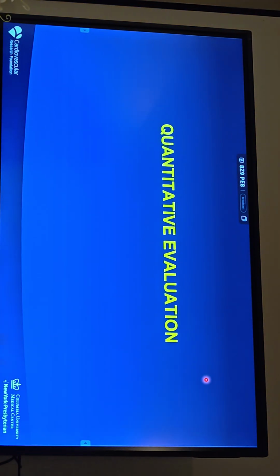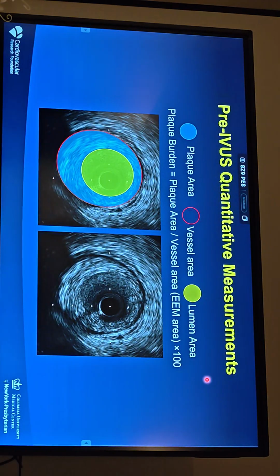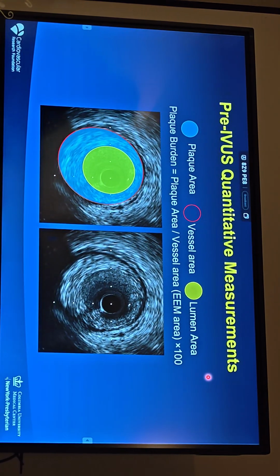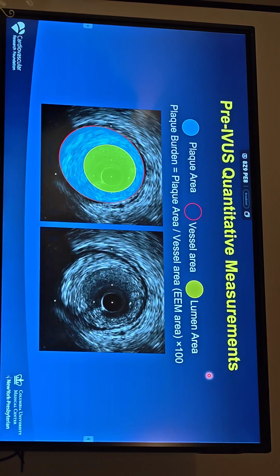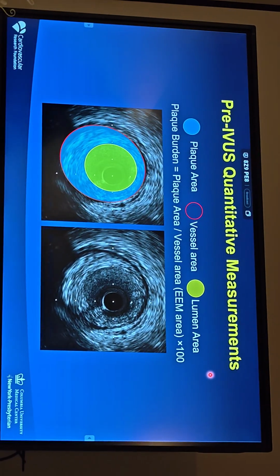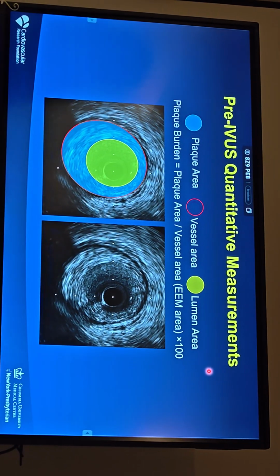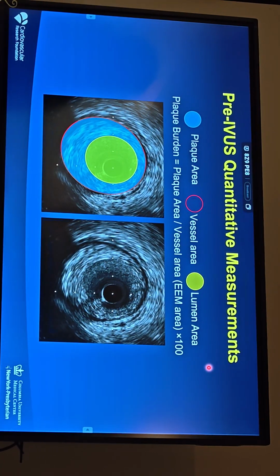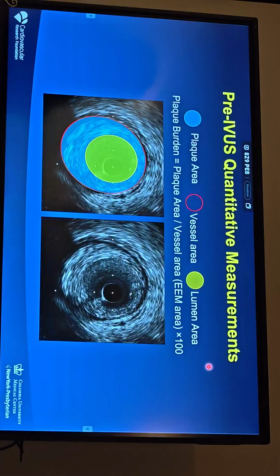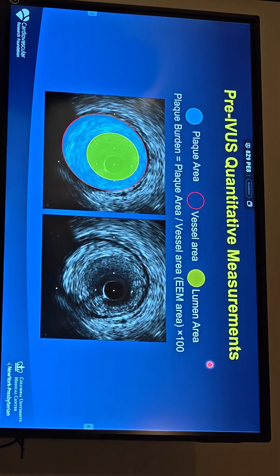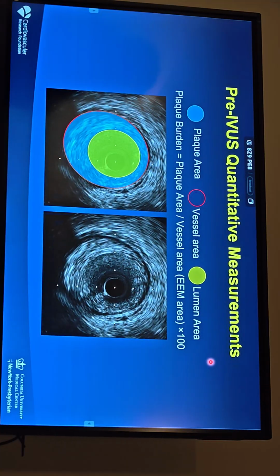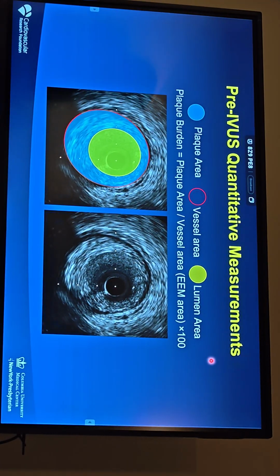Now, we talked about the qualitative assessment with the plaque morphology, the remodeling, and the landmark. What are you looking for? What will make you decide to do a PCI is the minimum lumen area, or sometimes they call it the cross-sectional area. I always hear this question, is there a cutoff? The only cutoff we use is for the left main.